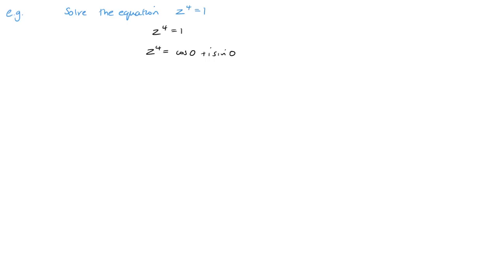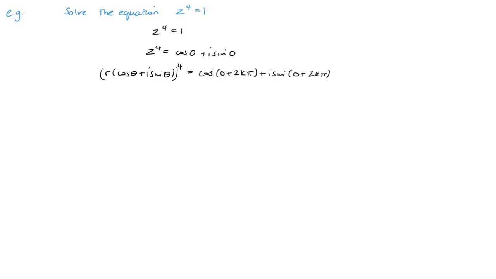So z can be written as r times cos theta plus i sine theta, and this is raised to the power 4, because that's z to the power 4. And then this side, I'm going to write in its general form, which will be cos of 0 plus 2k pi plus i sine of 0 plus 2k pi. That's just because if I add multiples of 2 pi, I'll get the same value. So all I'm doing is rewriting this in its general form.